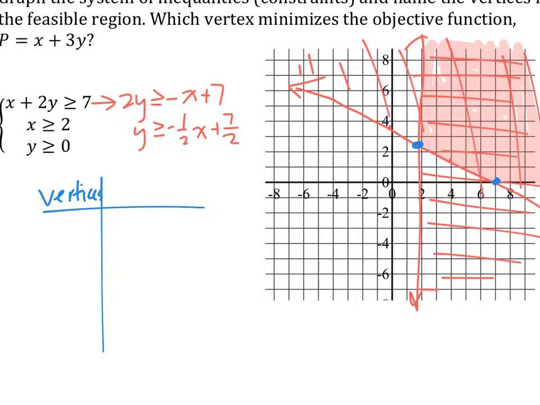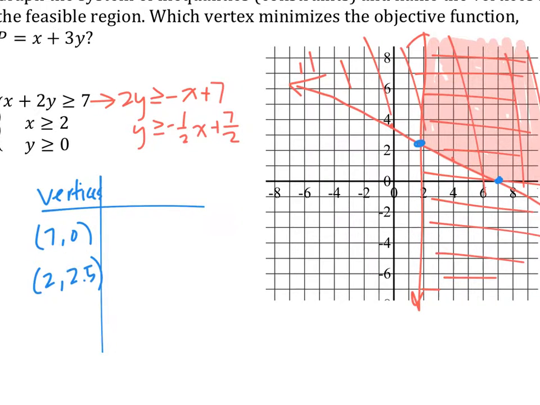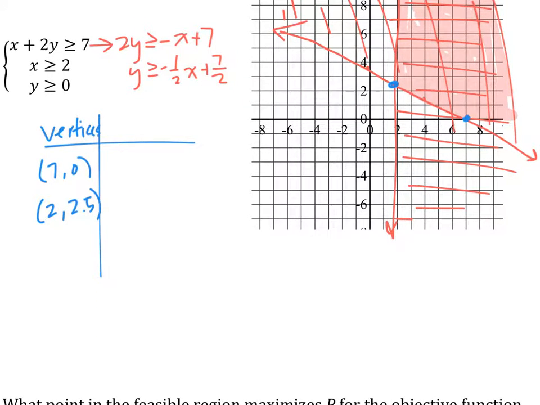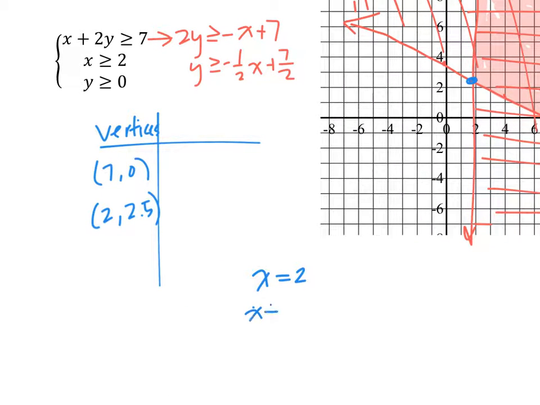Okay, let's start with this bottom one. What is this point? 7, 0, good. What is this point here, the other vertex? 2.5. Ooh, very nice. It is 2.5. Now, if you couldn't see that it's 2.5, what can you do? Solve, right? It's basically where two lines intersect. Those two lines are x equals 2 and what was the other one? x plus 2y equals 7. So we're just finding where those two lines intersect, and you can solve them.